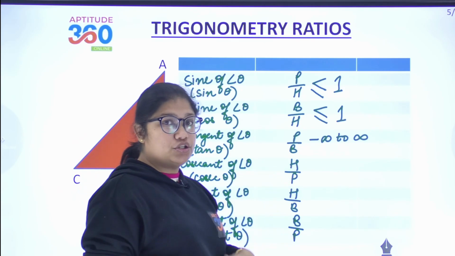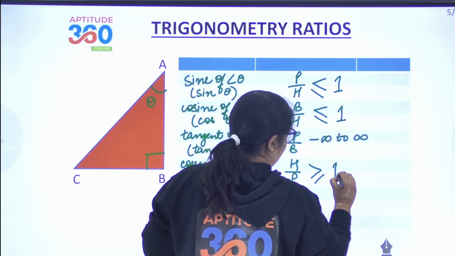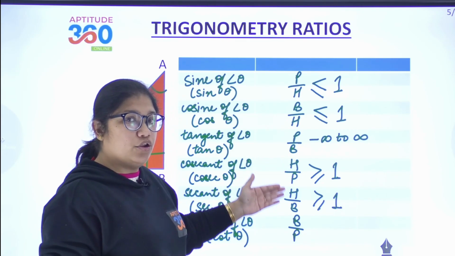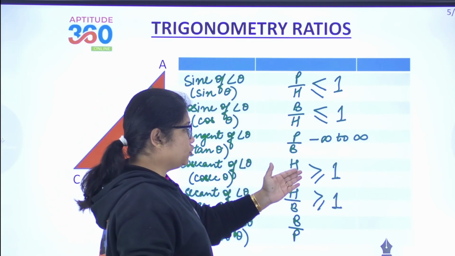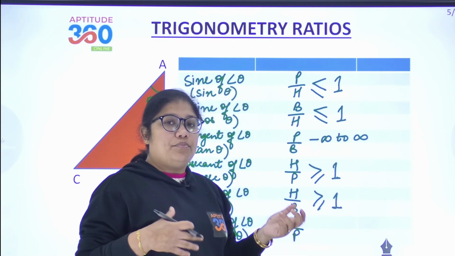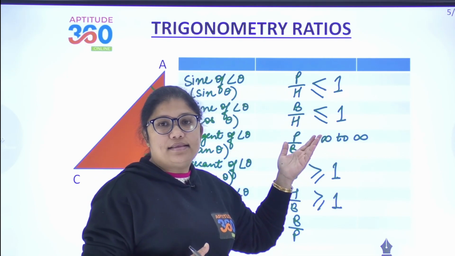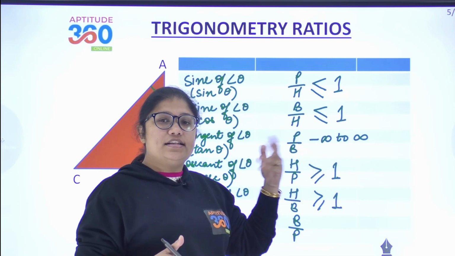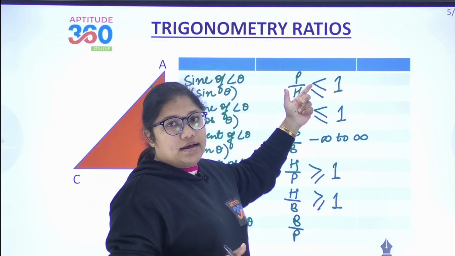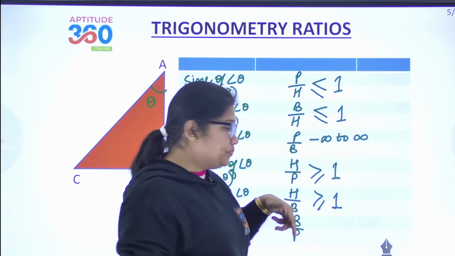Similarly, if your hypotenuse is on the numerator side, then that means the ratio will be greater than or equal to 1. Why? Because your numerator now is bigger than your denominator. So that means your ratio will be more than 1. So if anybody asks me, can 12 by 5 be a value for sine theta? I will say no, it cannot be a value for sine theta. Why? Because the numerator is bigger than the denominator. However, I know that in sine theta, the denominator has to be the bigger number, right?